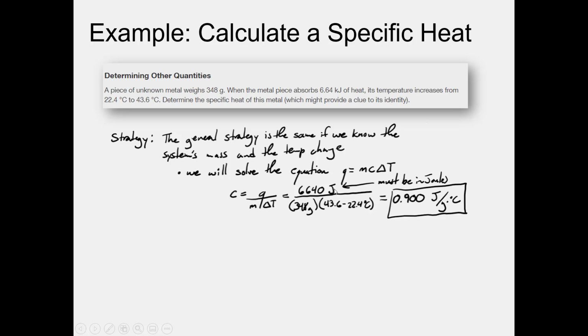So looking at our units, we have joules in the numerator, and we have grams and degrees Celsius in the denominator. So none of our units cancel, and they match the units that we would expect for a specific heat measurement, joules per gram degree Celsius. We're entitled to 3 significant figures in our answer because we have 3 significant figures in the mass, the heat, and the temperature. So our final answer is 0.900 joules per gram degree Celsius.